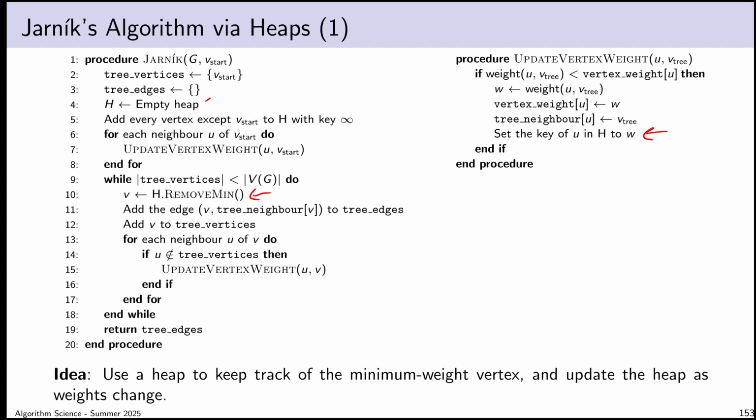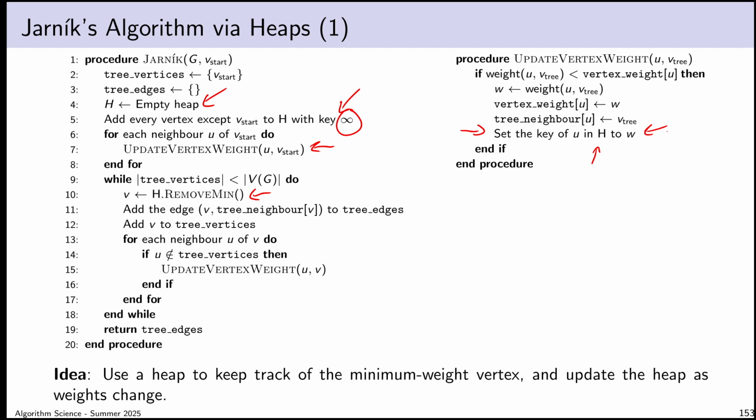At the beginning of the algorithm, I create an empty heap. I add every vertex except my starting point to the heap with key infinity, because currently the weight of each vertex is infinity. Then, during my update vertex weight function, every time a vertex has an updated weight, I set the key of that vertex to W, the new weight. This means I need the ability to modify things in my heap, to move them around the heap because their key changes while they're already sitting inside the heap. And we haven't discussed that use case yet.